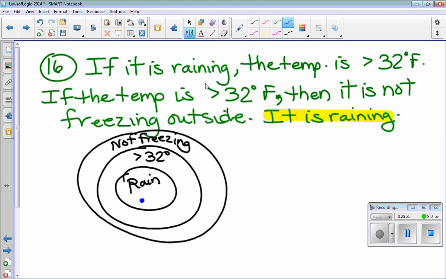So what conclusion can we draw? You can actually draw two. We can draw that it must be greater than 32 degrees outside. And what else can we say? That it's not freezing. And so both of those would be correct things. We should really just say it is not freezing, all the way to the outside.